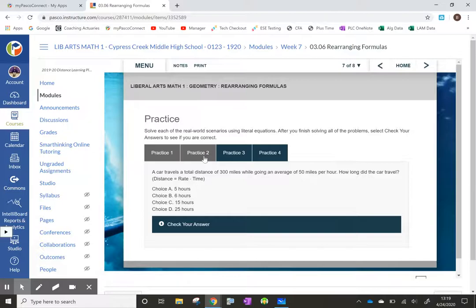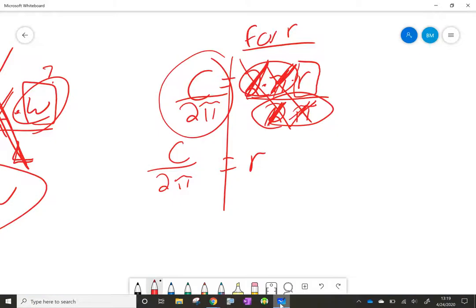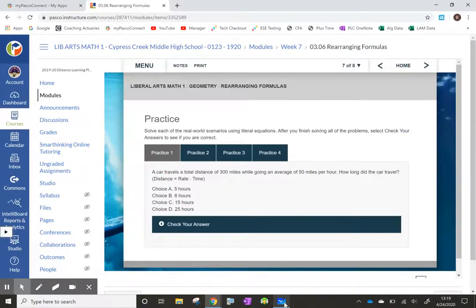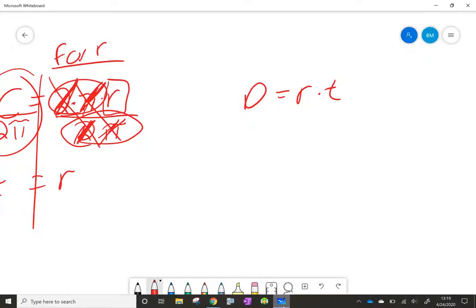So this last page: a car travels a total distance of 300 miles while going an average of 50 miles per hour. How long did the car travel? So remember, distance equals rate times time. So distance equals r times t. So we're asked, how long did the car travel? So it's asking for time.